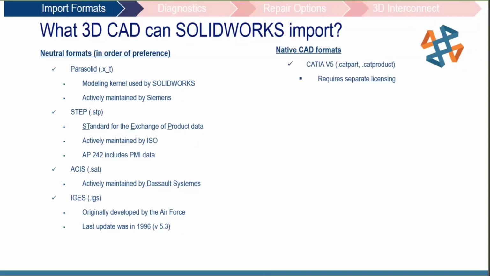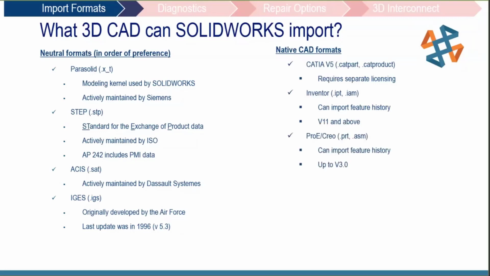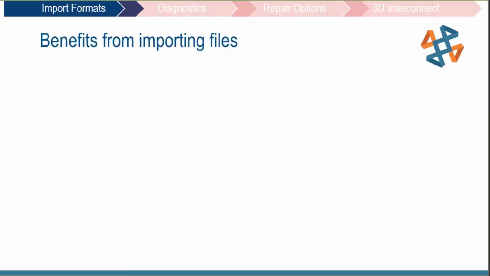Now we can also open some native CAD formats, so not just these neutral types. CATIA, you still have to deal with some translator licensing. Inventor, big advantage, you can actually get the feature history, as well as with Pro/E and Creo. You can generally get some of the feature history that you could potentially use for editing. Solid Edge, we can also bring those in directly, and UG. And you can find all those in the file type options when you're actually bringing it in.